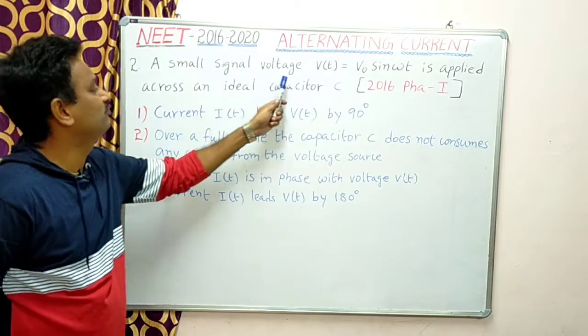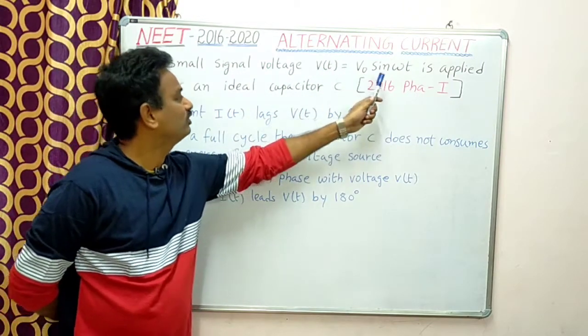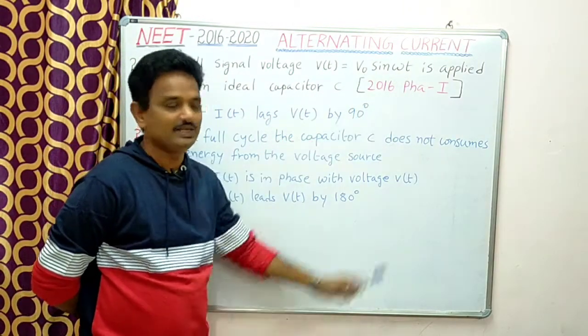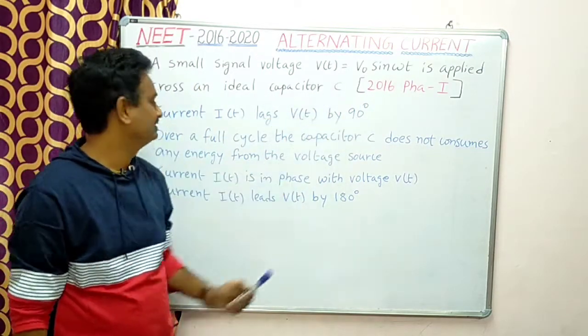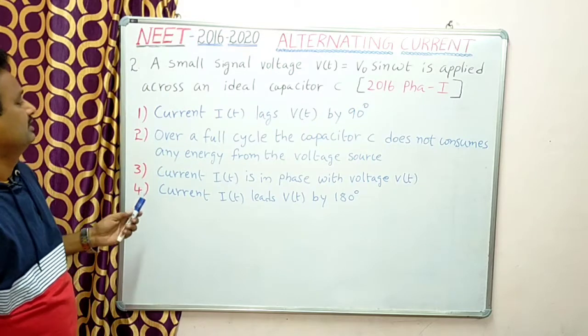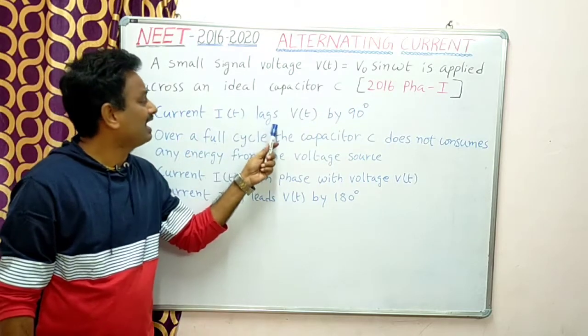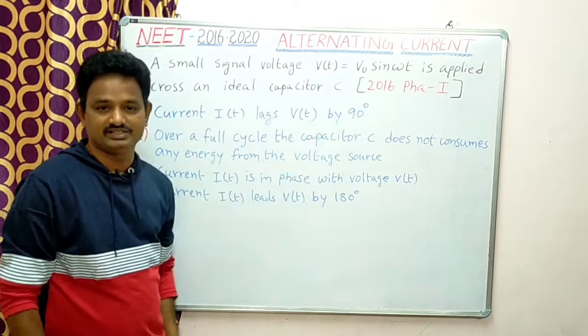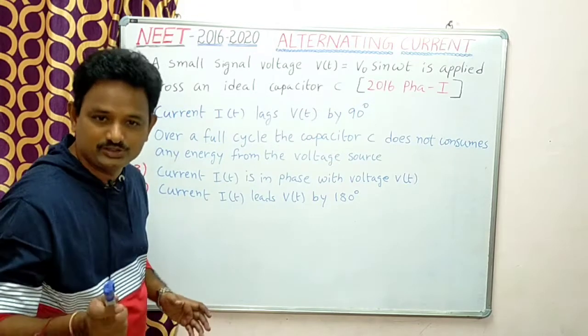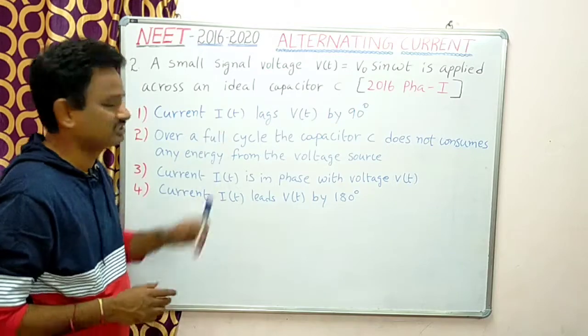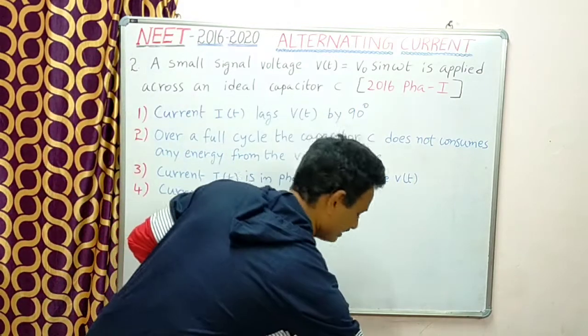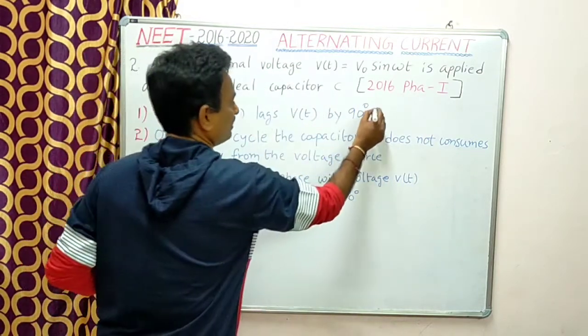So next we will go for second problem in 2016 phase 1. A small signal voltage V equal to V naught sin omega t is applied across an ideal capacitor C. First option, current I lags voltage by 90 degrees. See, AC through capacitor, current leads voltage by 90 degrees. So the first option is wrong.